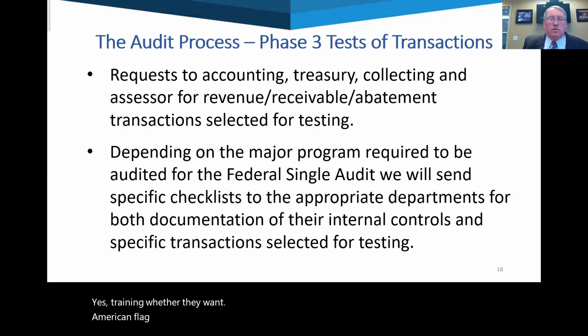Another key place for checklist and the use for this is the federal single audit, and we'll send specific checklists to the appropriate department for both documentation of their internal controls and specific transactions selected for testing. So uniform guidance for the single audit put out by the feds have specific compliance requirements that everybody that gets money and spends over $750,000 a year has to have a single audit.